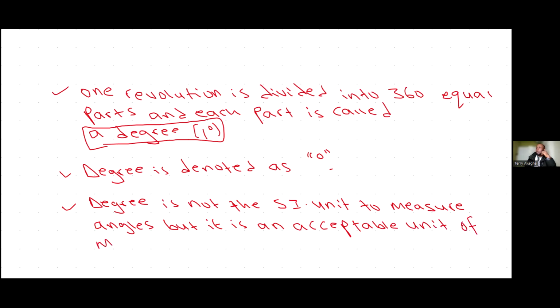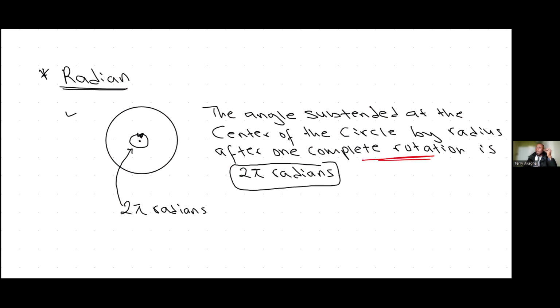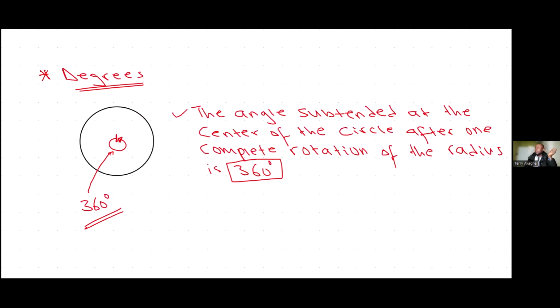Yep. So that is that. First thing first, you need to keep in mind that degree is not the SI unit to measure angles, but it's an acceptable unit of measurement. So that is quickly that for degrees and radians. Radians is also an acceptable unit, and at the center is 2 pi radians, while at the center for degrees is 360 degrees.